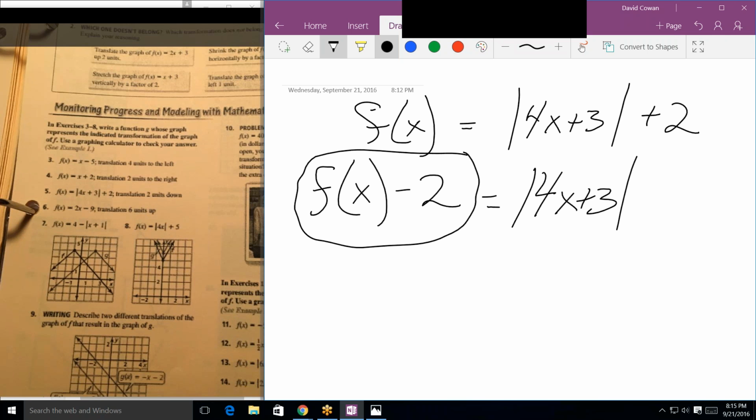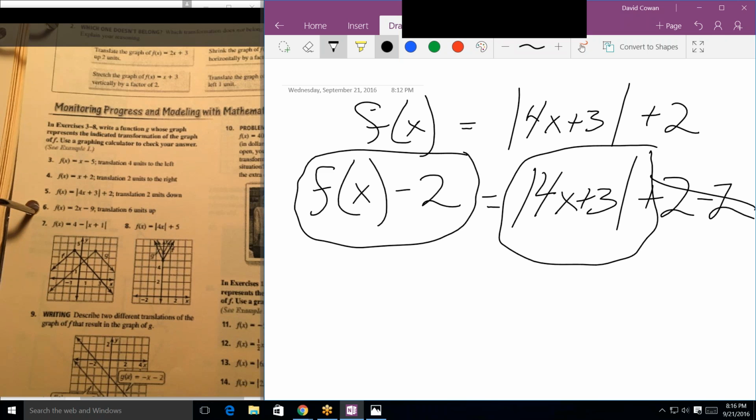That's the answer. In other words, the original function included the plus 2, right? Right. But now I've got to subtract 2. So the 2's go away, and you're left with just that. Okay, that makes sense. All right. Cool.